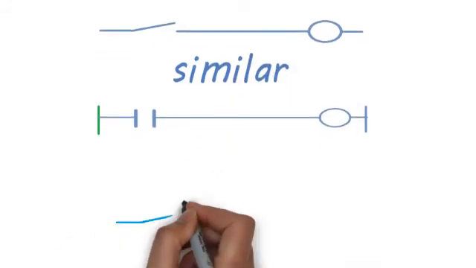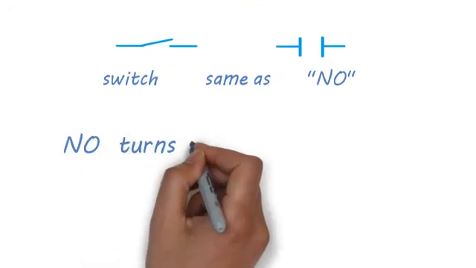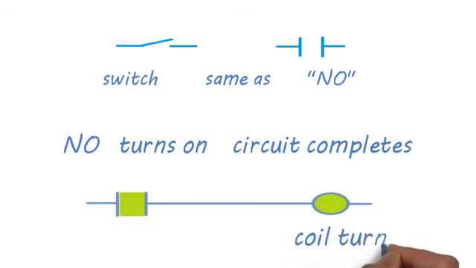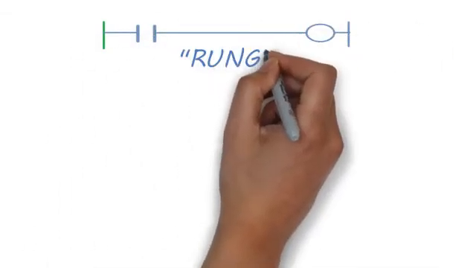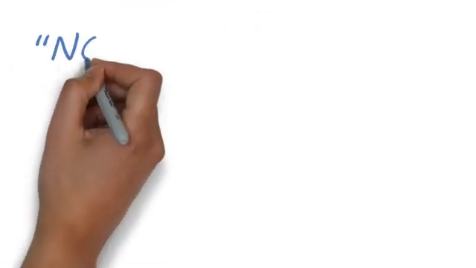So we can say this open switch in electrical is similar to an NO contact, or a normally open contact, in the ladder diagram. When this NO contact turns on, the circuit gets complete and the coil turns on. Simple. This single line in the ladder diagram is known as a rung. There may be a number of rungs in a ladder diagram.